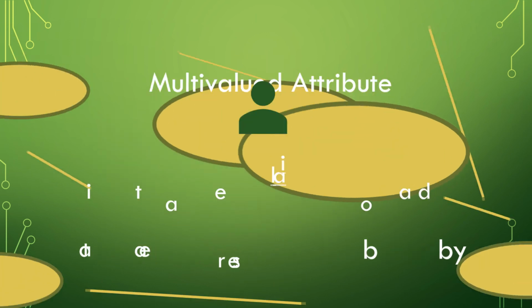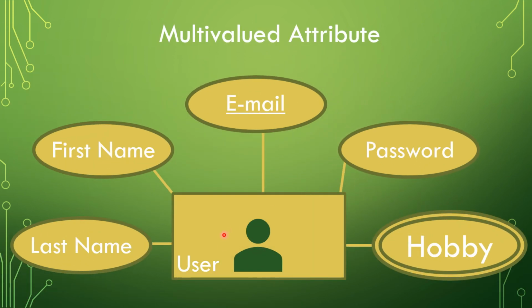Here, we have the entity called user. The entity type user has the attribute email as its primary key. Other attributes include first name, last name, password, and hobby. Hobby is a special kind of attribute because it is a multi-valued attribute. This means that an instance of a user can have more than one value for the attribute hobby. In other words, we can simply say that a user may have more than one hobby.